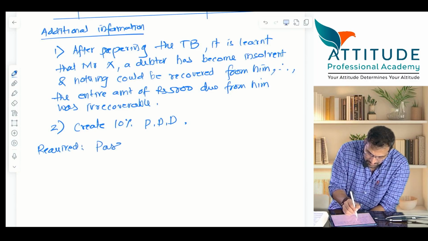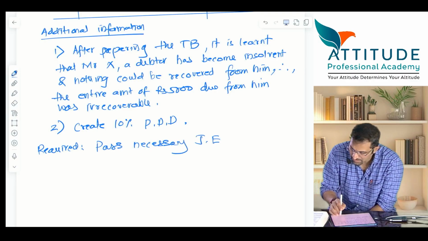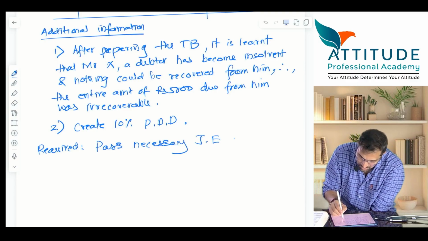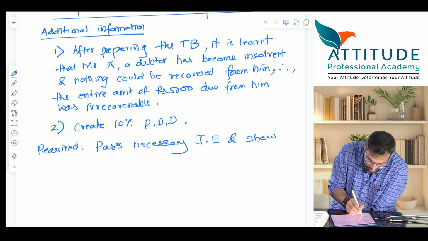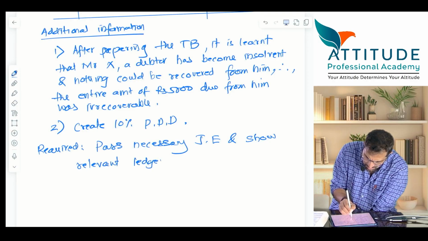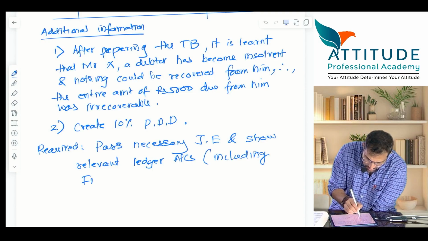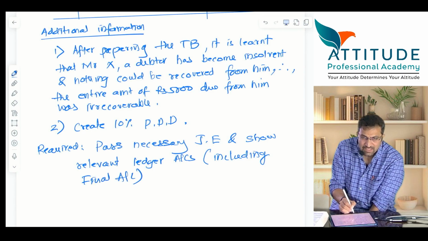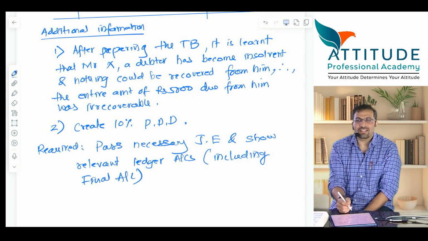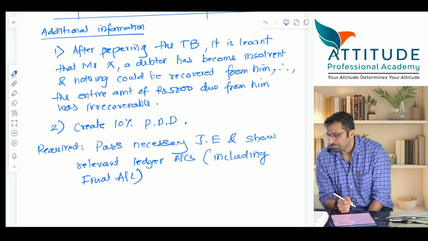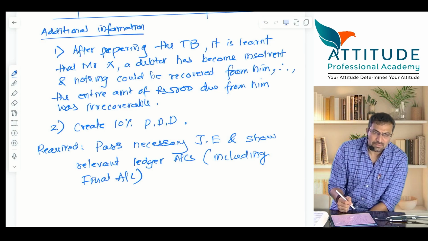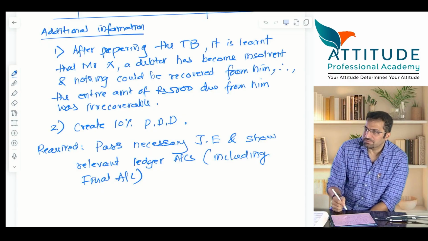Pass necessary journal entries and show relevant ledger accounts including final accounts. Including what accounts? Final accounts. Final accounts is P&L and balance sheet. Ledger accounts, you know, debtors account, bad debts account, all these have to be opened. Is that clear? Now one by one I'll take, have a look at it.